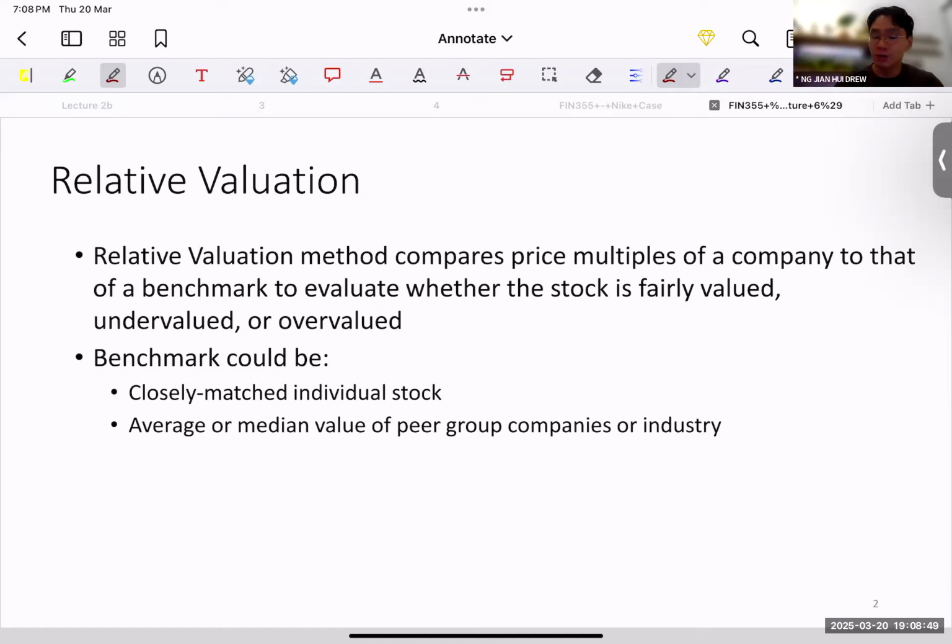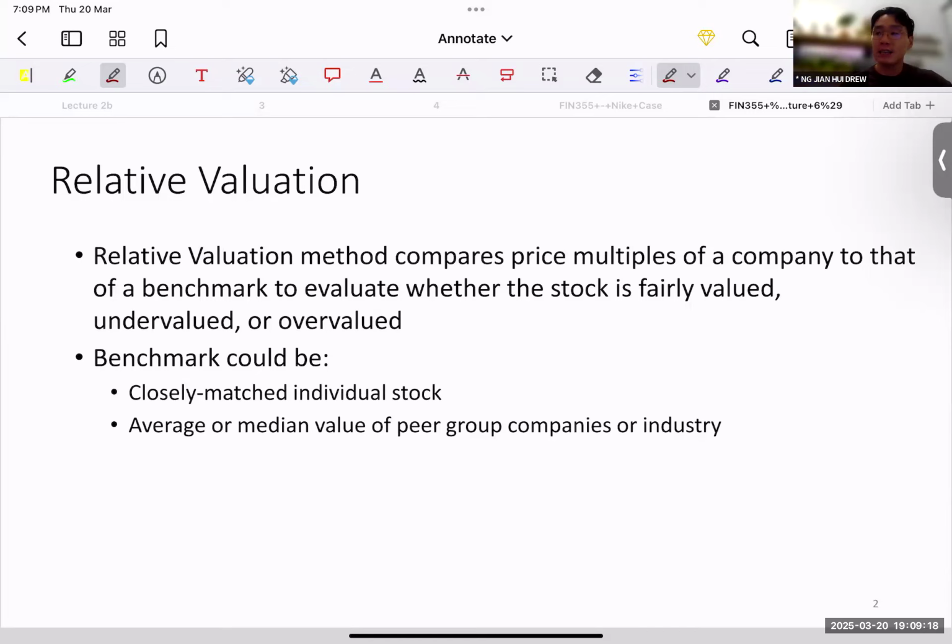And if it's overvalued, what do you usually do? Normally if a stock is overvalued, do you buy it or do you sell it? You short it. That's right. Whenever it's an overvalued stock, you sell. Correct. So this is the very essence of relative valuation.